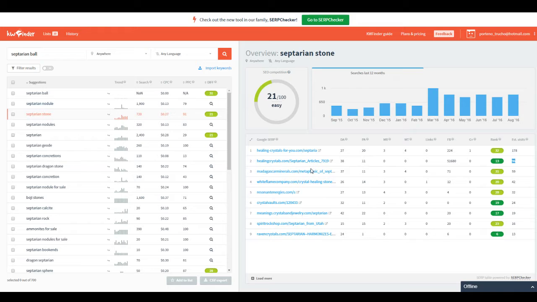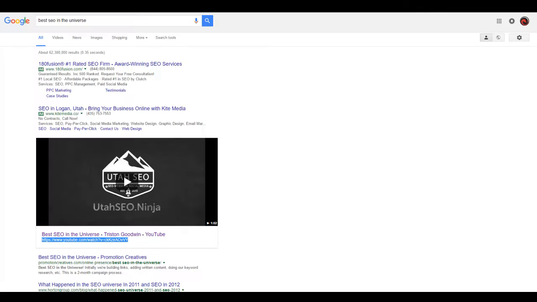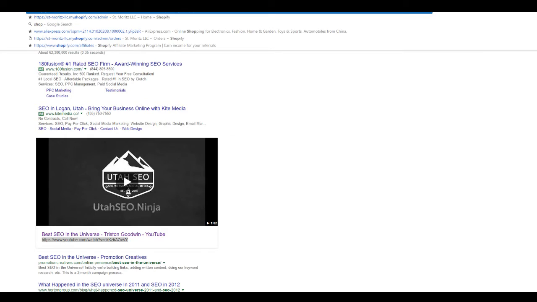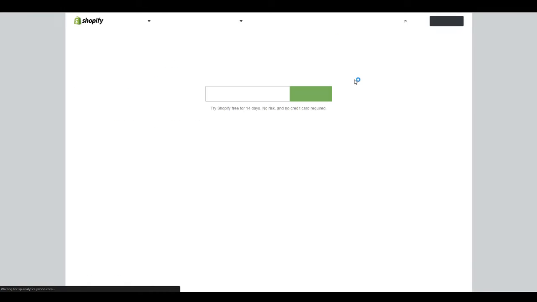Okay, so let me tell you guys really quickly how we would automate this. That way we don't have to really do anything. We don't have to touch it, which is awesome. There is a system called Shopify. All right, and I don't have Shopify open. Let me open up Shopify real quick. I knew I was forgetting something.